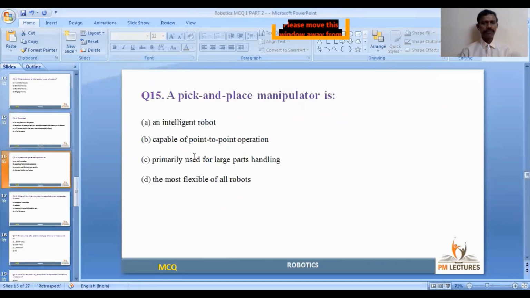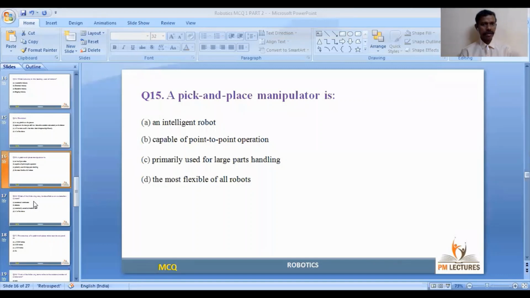And then the 15th question: a pick and place manipulator is. Option A, an intelligent robot. Option B, capable of point-to-point operation. Option C, primarily used for large parts handling. Option D, the most flexible of all robots. So here the exact matching option is capable of point-to-point operation, because pick and place. Among these four options, option B is exactly matching. So for the 15th question, option B is the correct answer, capable of point-to-point operation.